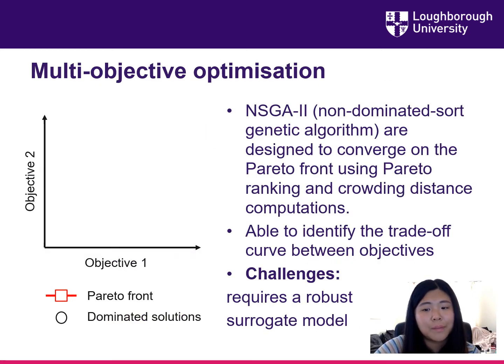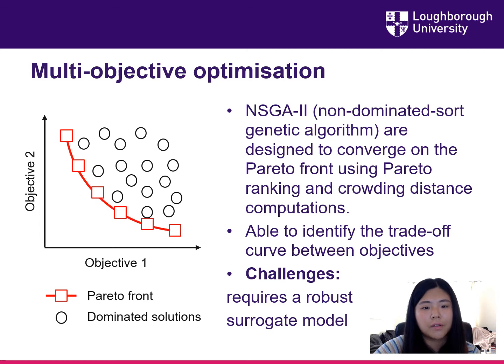So now let's talk about the multi-objective optimization. As I mentioned before, there are multiple factors that should be considered during the optimization. And these factors, or we call it objective functions, are usually conflicting. So here we are using the NSGA in this multi-objective optimization problem, which is designed to converge on the Pareto front using Pareto ranking and crowding distance computation. And this algorithm is able to identify the trade-off curve between the objective functions. However, the effectiveness of this optimization model is still depending on how good the surrogate model is.